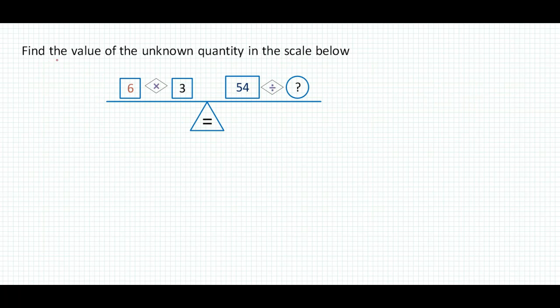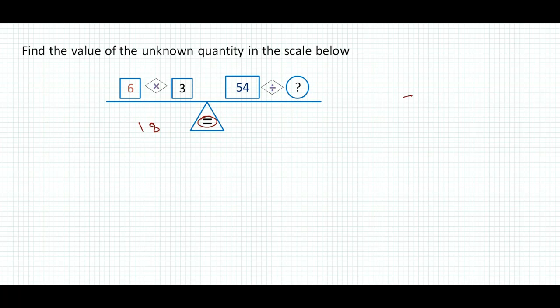Find the value of the unknown quantity in the scale below. So in this case we have both multiplication and division. So we have 6 multiplied by 3 is 18. 54 divided by our unknown quantity should also give us 18 because of this equal sign here.